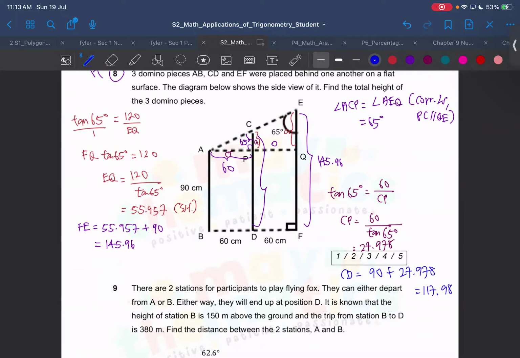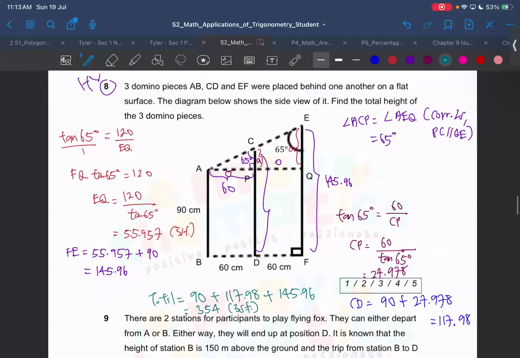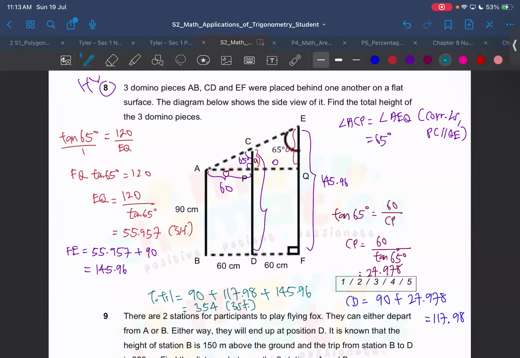117.98. Now you can find the total height, which is just adding A, B, C, D, E, F. So total is 90 plus 117.98 plus 145.96, which will give you 354 in 3SF. Now you realize in this topic they are very creative with the question, but the concept is the same. Just look out for your right angle triangle, then apply your trigonometry.